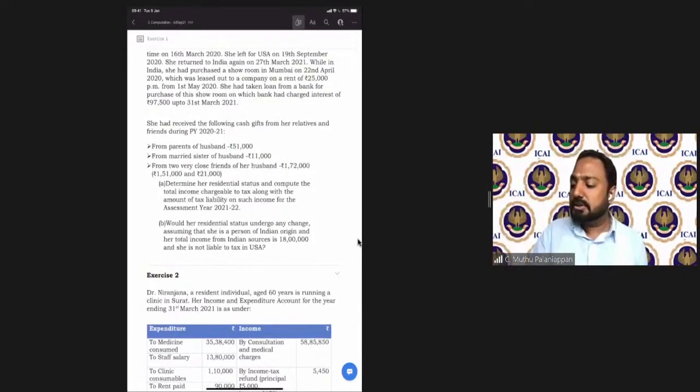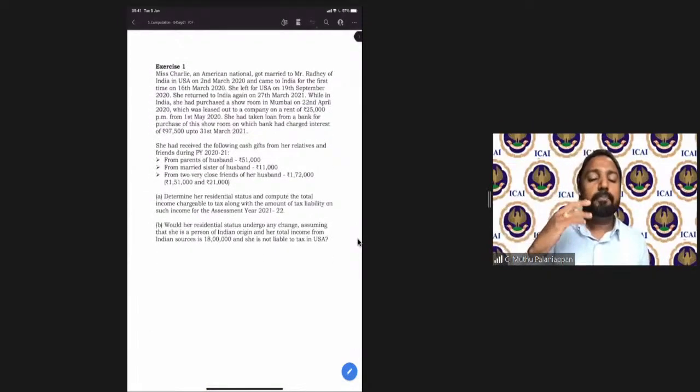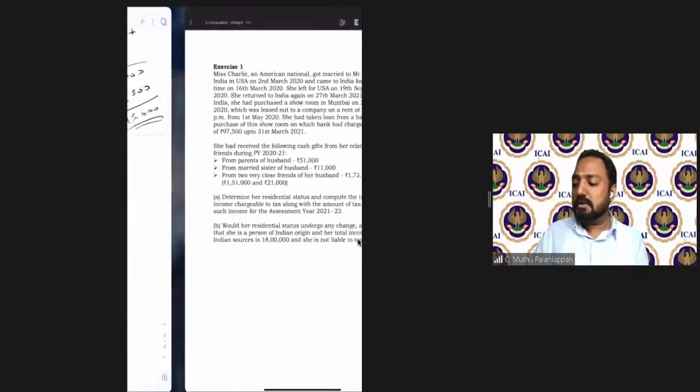So now the question requests us to determine two things. Basically, we need to determine the residential status and compute the total income. We need to see whether something undergoes changes if her income is 18 lakhs. So these are the two things, A and B. First, determine the residential status and compute total income, and then see what changes if her total income from Indian sources is 18 lakhs, for which she has not been liable to tax in USA. So these are the two things that we are going to discuss.